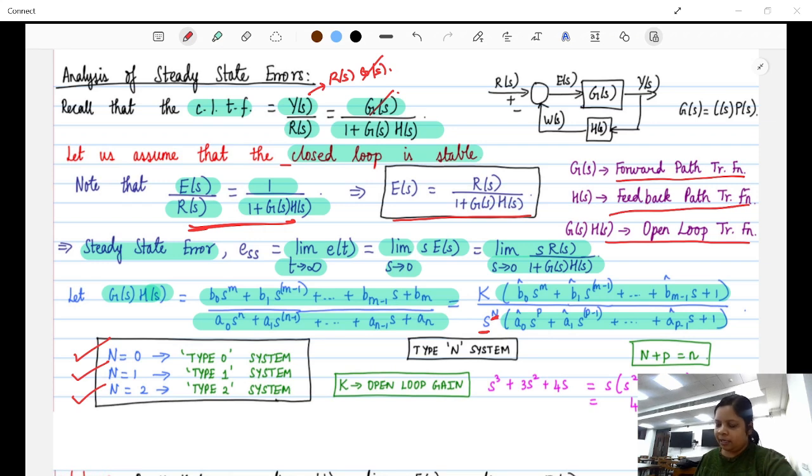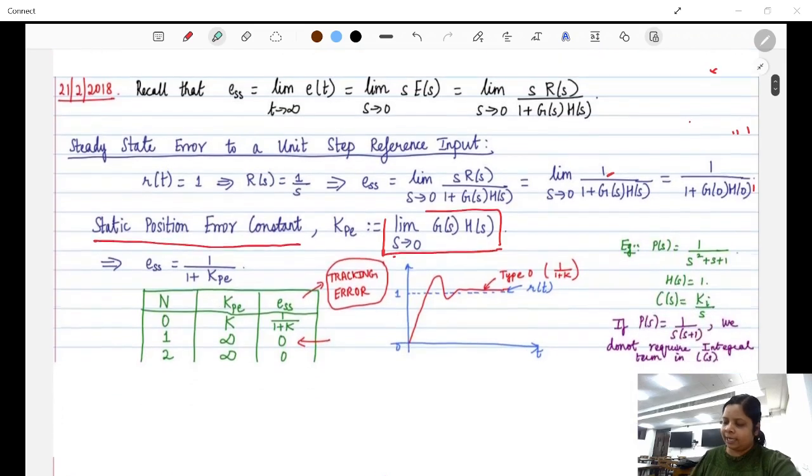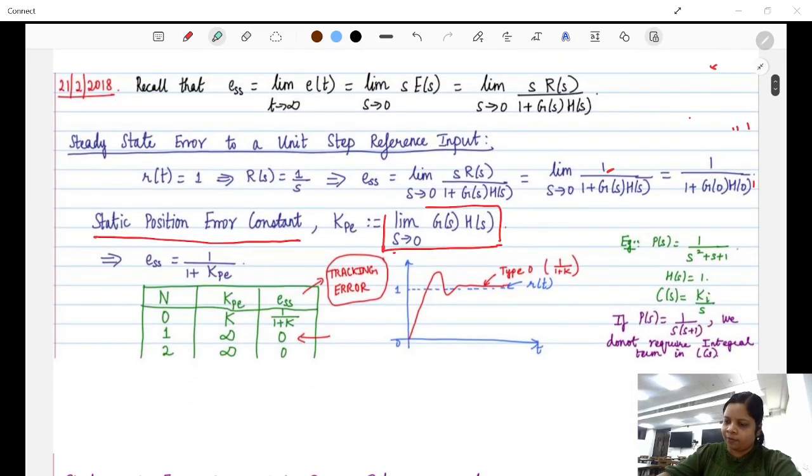So this is the way in which it goes, and we'll have some problems on this also, so we'll see them. Taking you through the notes itself, we can see very well that we already read this formula. Limit s tends to 0, sR(s) upon 1 plus G(s)H(s) is the steady state error.